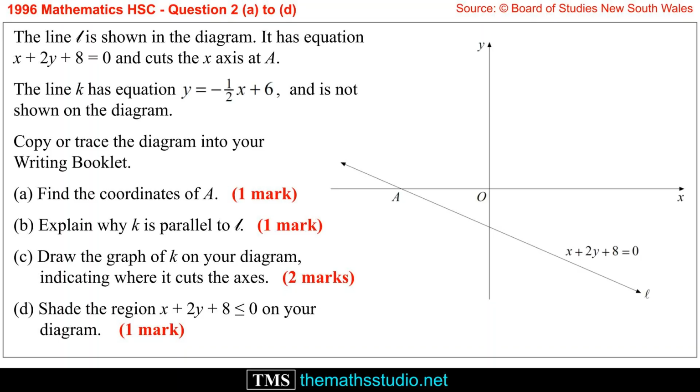Question 2. The line L is shown in the diagram. It has equation x plus 2y plus 8 equals 0 and cuts the x-axis at A. The line K has equation y equals negative 1 over 2 times x plus 6 and is not shown on the diagram. Copy or trace the diagram into your writing booklet. Part A. Find the coordinates of A.